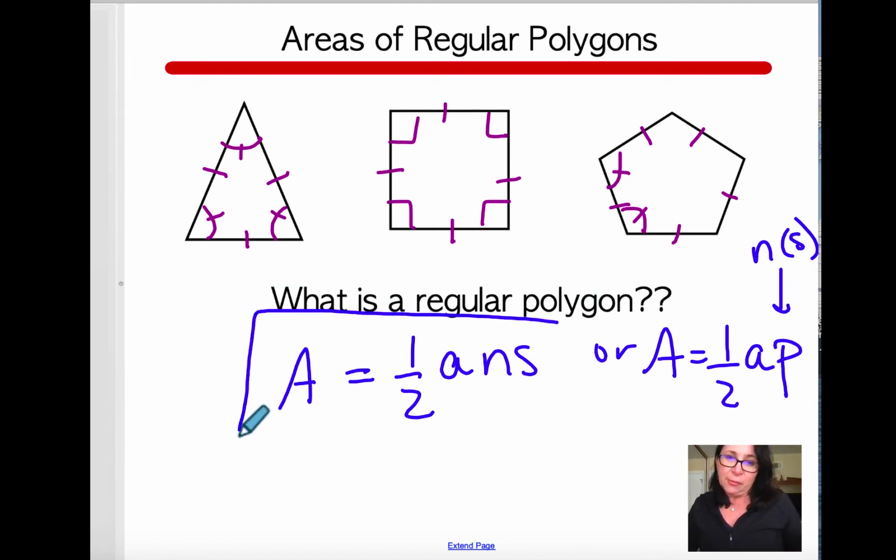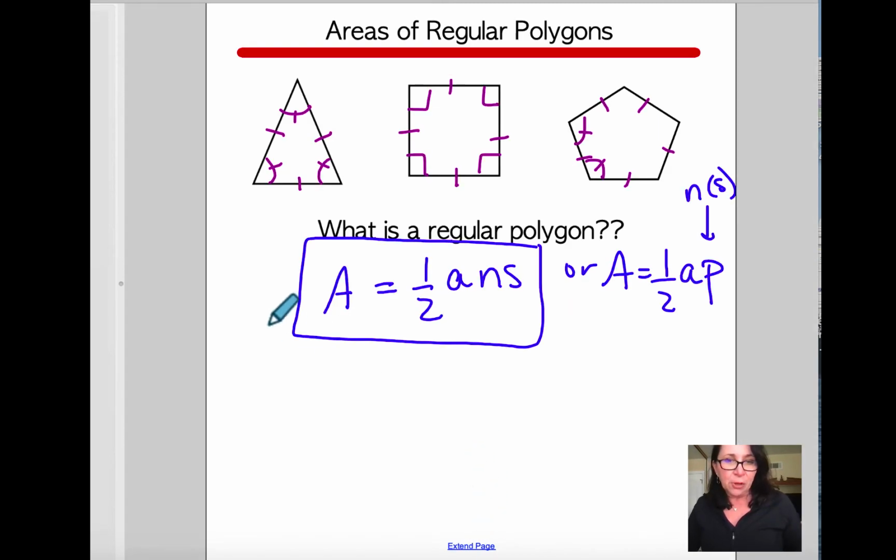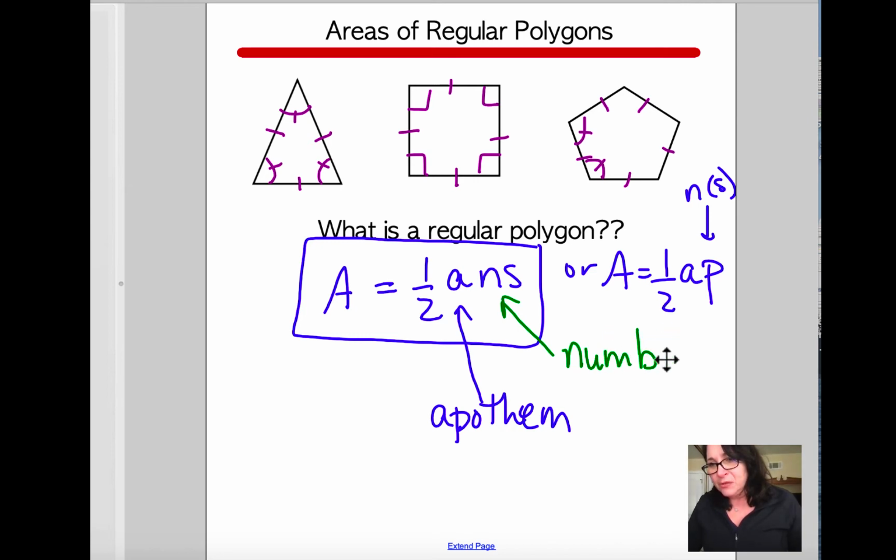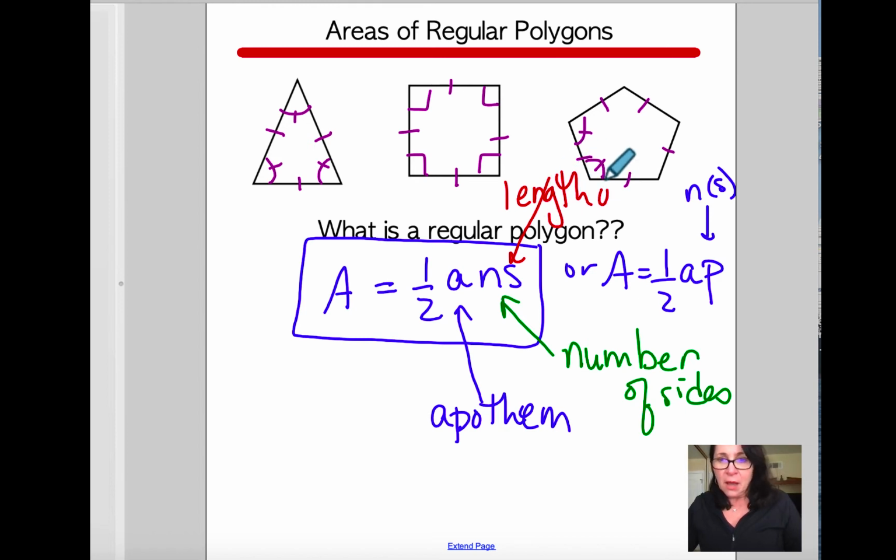But given this information, let's talk about what these letters mean. 1/2 is a fraction. A is what we call our apothem. Some people call it an apothem. That almost reminds me of an animal running around. N stands for the number of sides. And lastly, the S stands for the length of one side. That's what that stands for.